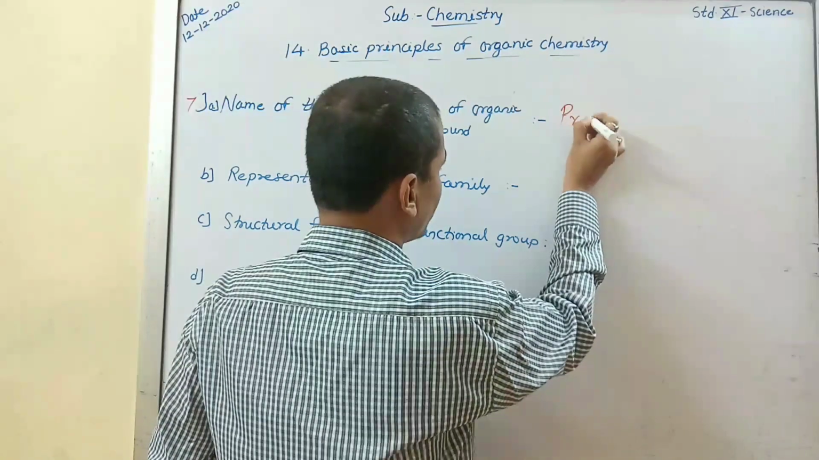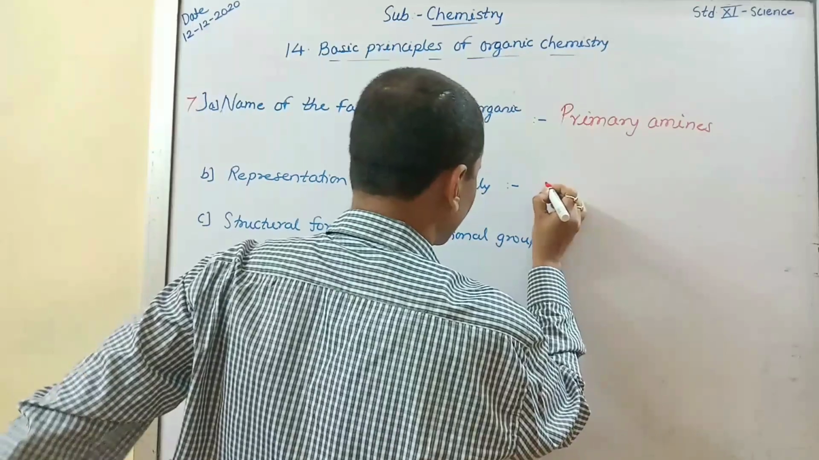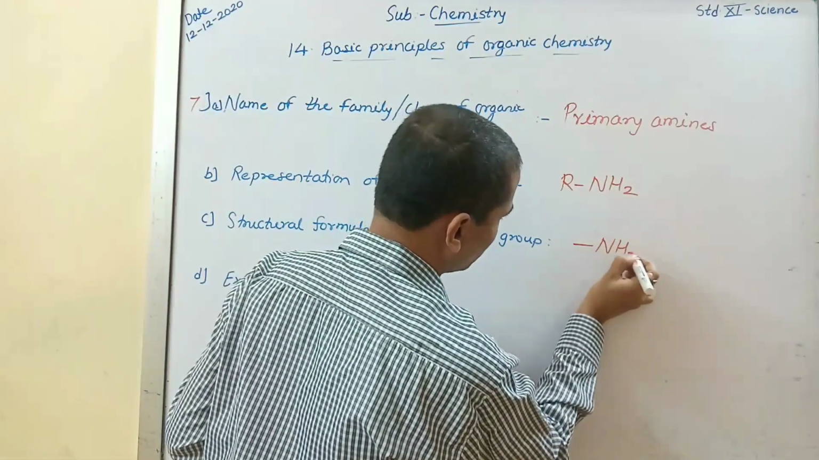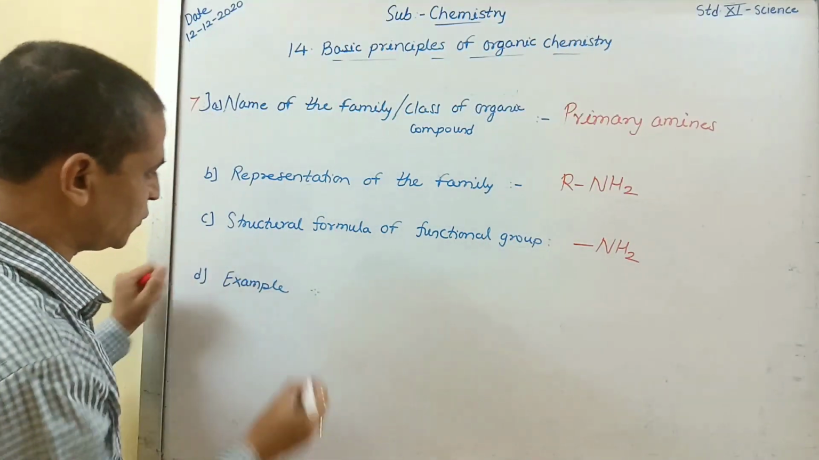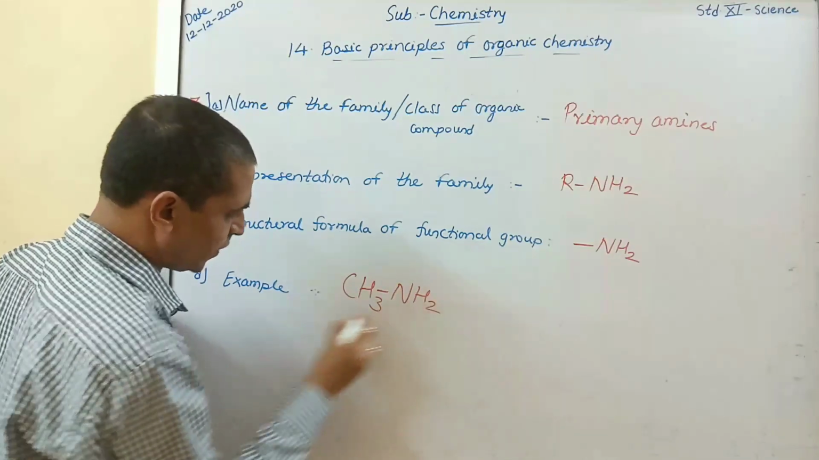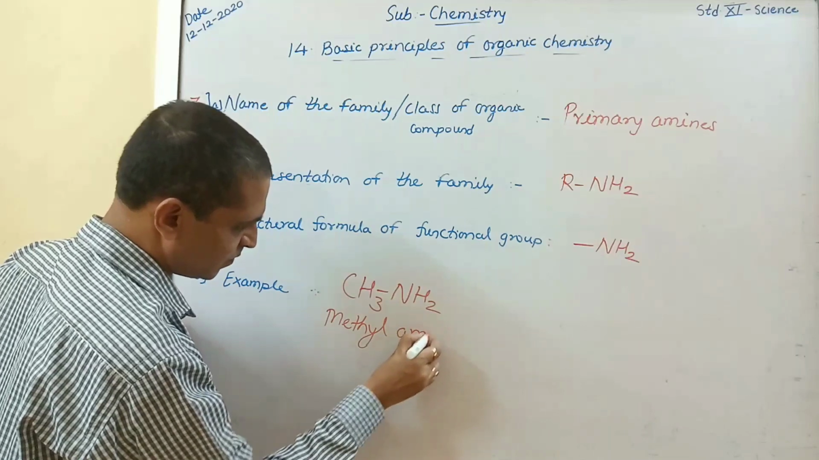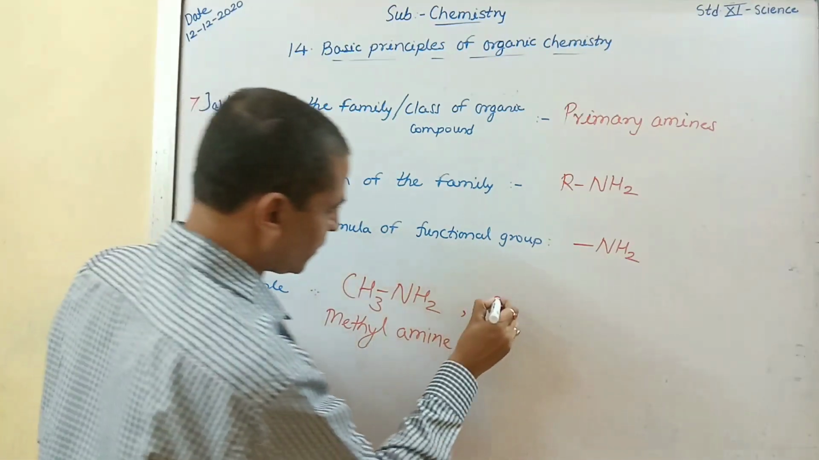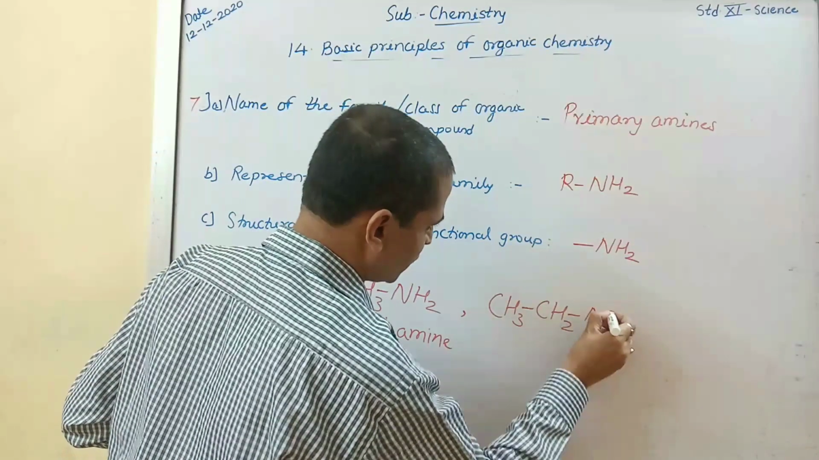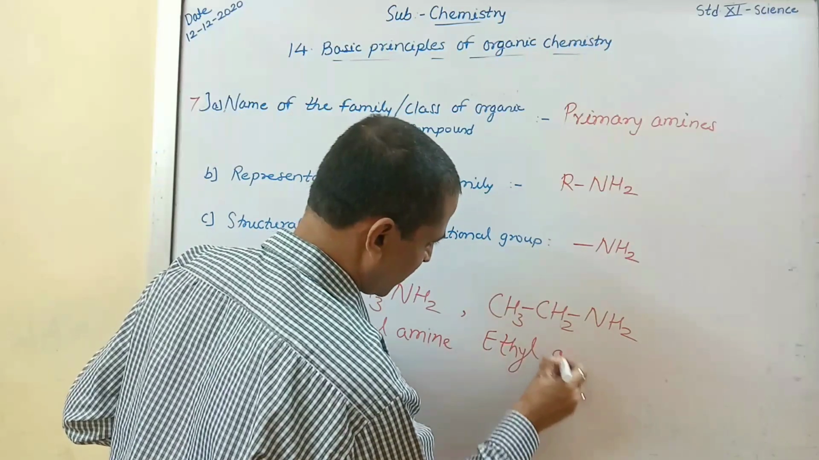Number 7, that is primary amines. Represented by what? RNH2, and here the functional group is what? NH2. It is the structure of functional group NH2. And see, if you put CH3NH2, it is called methyl amine. See one more example, CH3CH2NH2, so it is called as what? Ethyl amine.